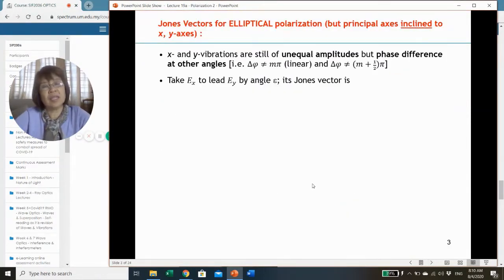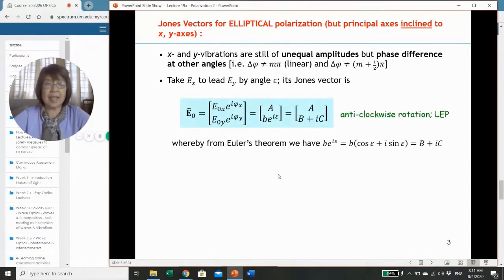What if they are not aligned parallel to the x or y axis? If the ellipse is inclined at a certain angle, then that will again be represented by unequal amplitudes, but the phase difference will be at other angles. It will not be odd multiples of pi over 2, neither would it be integer multiples of pi, because that would give you linear polarization. Let's suppose that Ex leads Ey by an angle epsilon. So the Jones vector would be written in such a way.